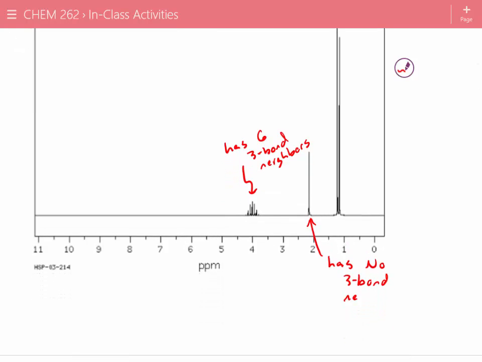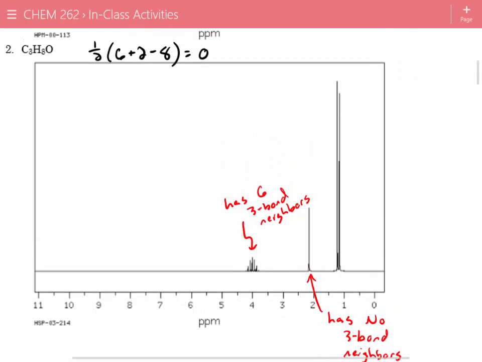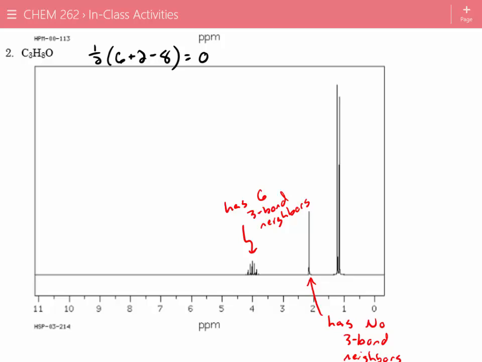Has no 3-bond neighbors. All right, what about the peak right around 1? What is it? Yes, I am recording this. It's a doublet, right? So if we look at this one, it's a doublet. How many 3-bond neighbors should it have? Yeah. So it has 1 3-bond neighbor.